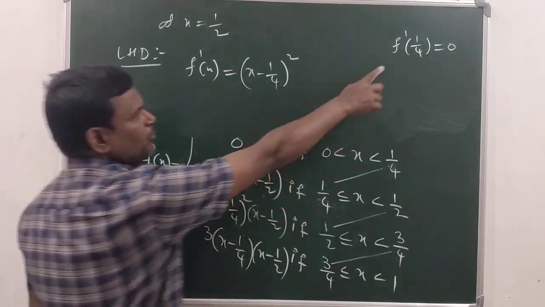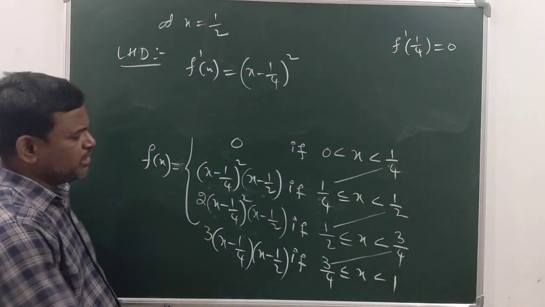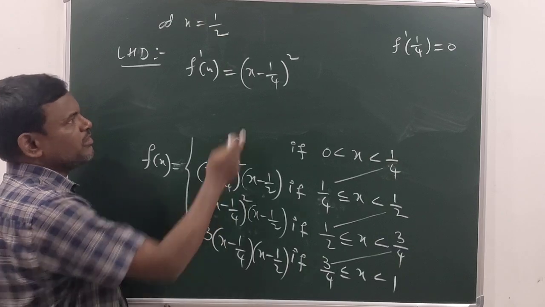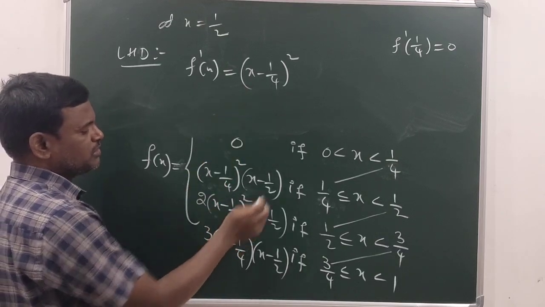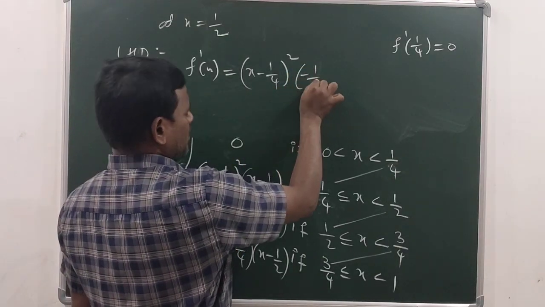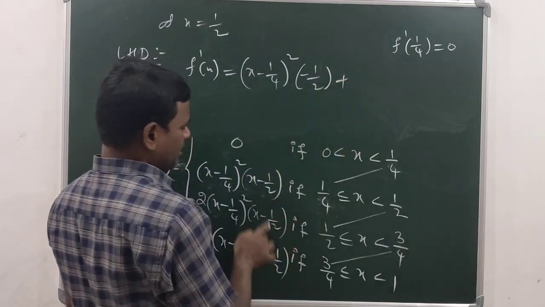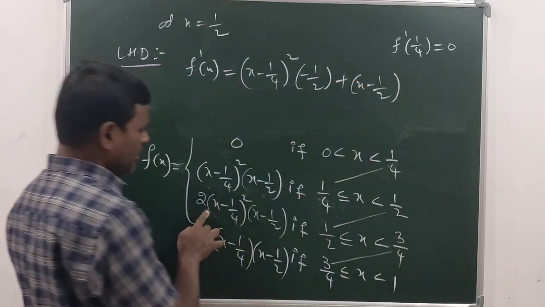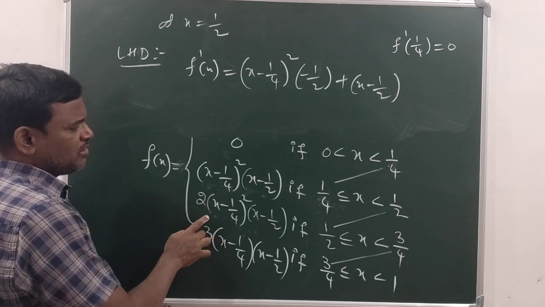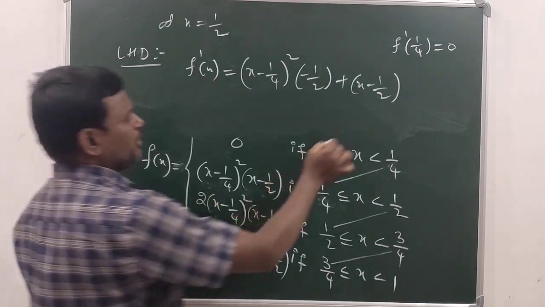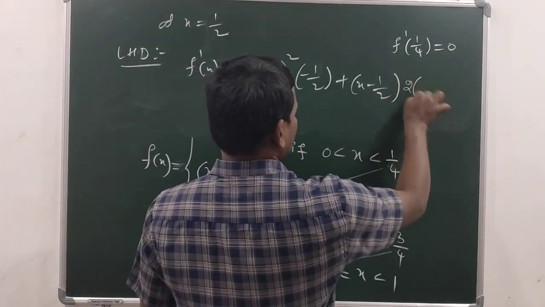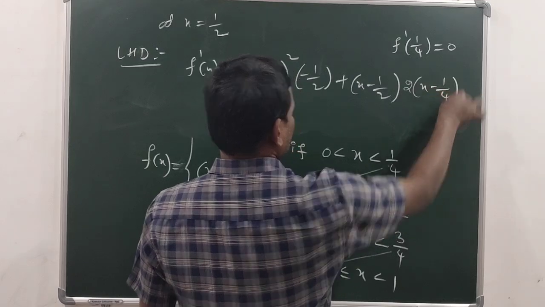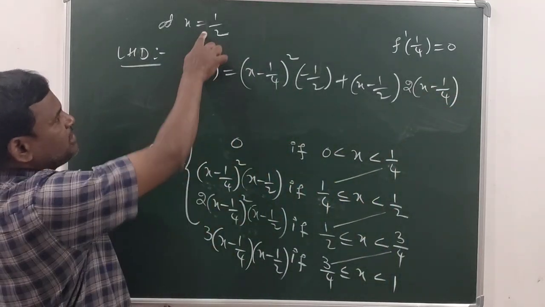Already here we did, the same result you will get. F dash of 1 by 4 you got 0, no? So same like the previous one, if you do it, see here the derivative of this becomes minus 1 by 2, and again keep it aside and do the derivative of this. So you get 2 into (x minus 1 by 4). Now in which put x equal to 1 by 2.